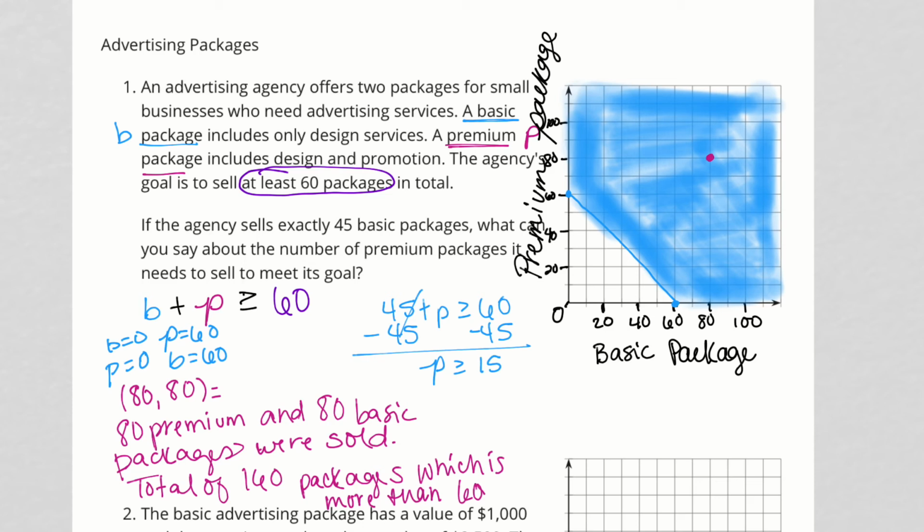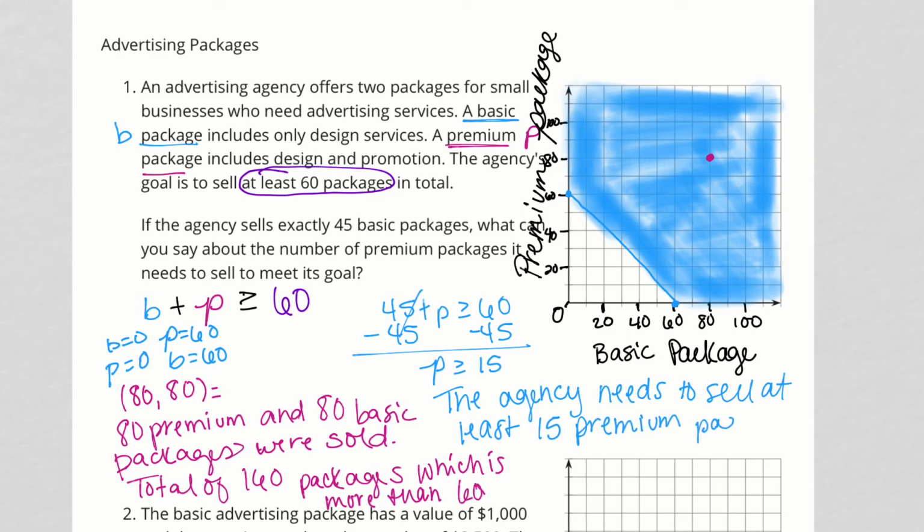Excellent. So what does that mean? How many premium packages does the agency need to sell? They need to sell at least 15 in order to meet their goal. So the agency needs to sell at least 15 premium packages to meet its goal.